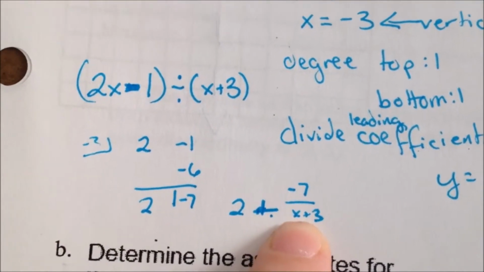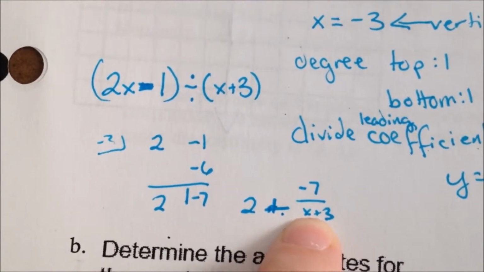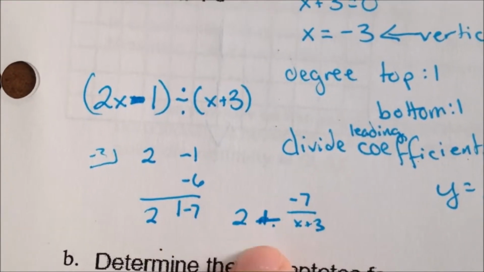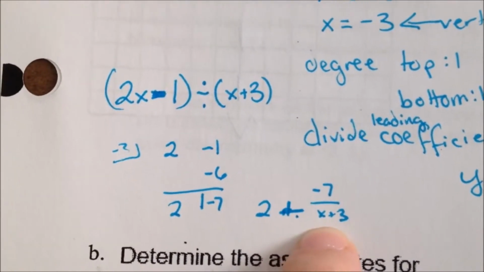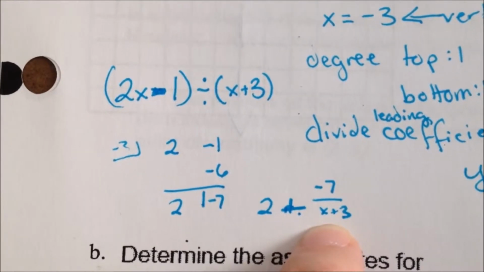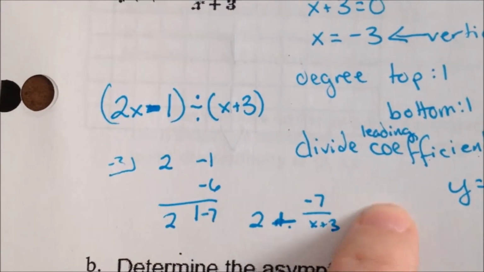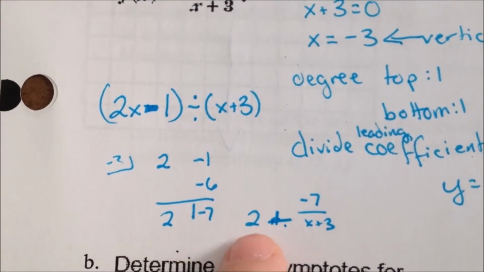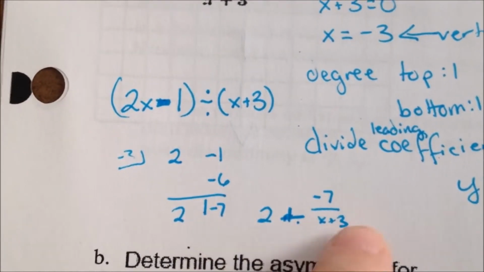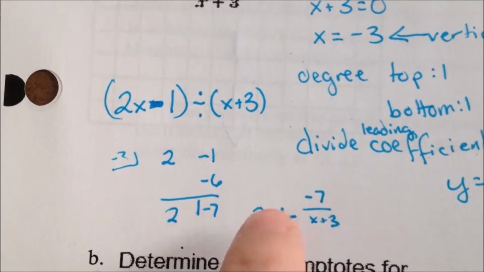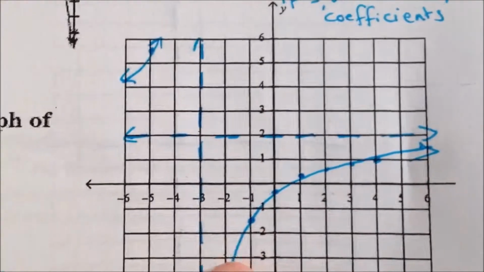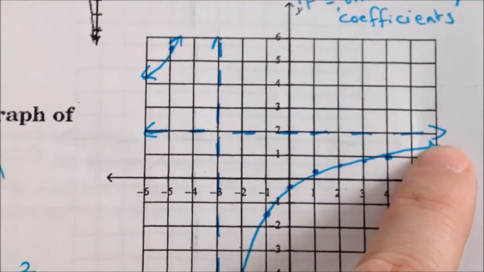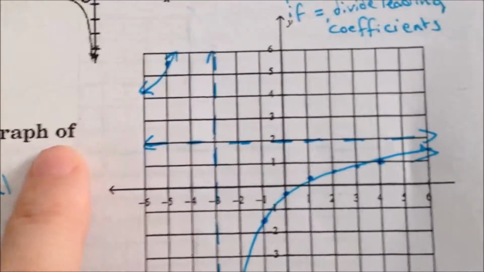As the value of x gets very, very large, so for large values of x, -7 over x plus 3 gets very, very small. So as x goes towards positive infinity, this whole value gets ever closer and closer to 2. This never stops mattering, this never becomes 0, but it gets smaller and smaller, so this will get always closer to 2. So that's why as x goes to positive infinity, y will always get closer to 2. And as x goes to negative infinity, the same thing happens.